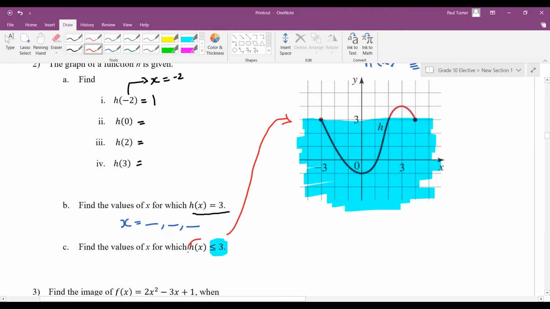So where is your graph? So this is saying where is your graph less than or equal to 3. The value is less than or equal to 3. So that's going to be all of this area here and this number as well. So I'll help you with this one because I think it's quite difficult.